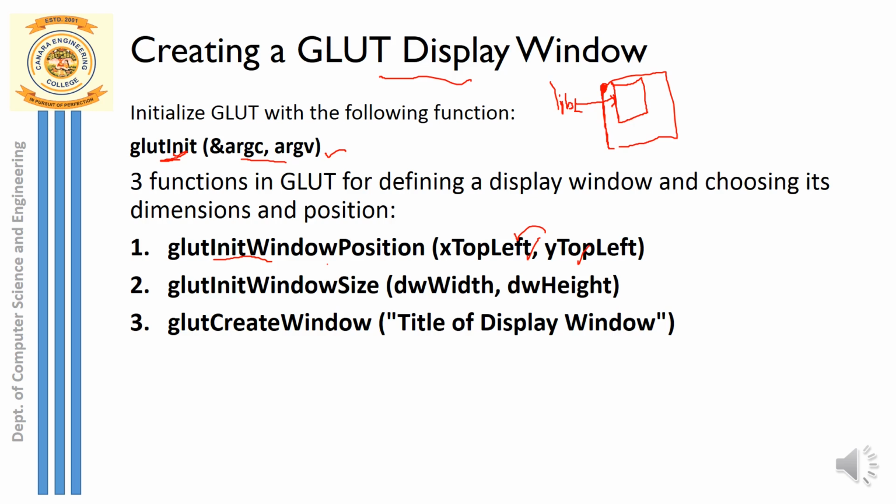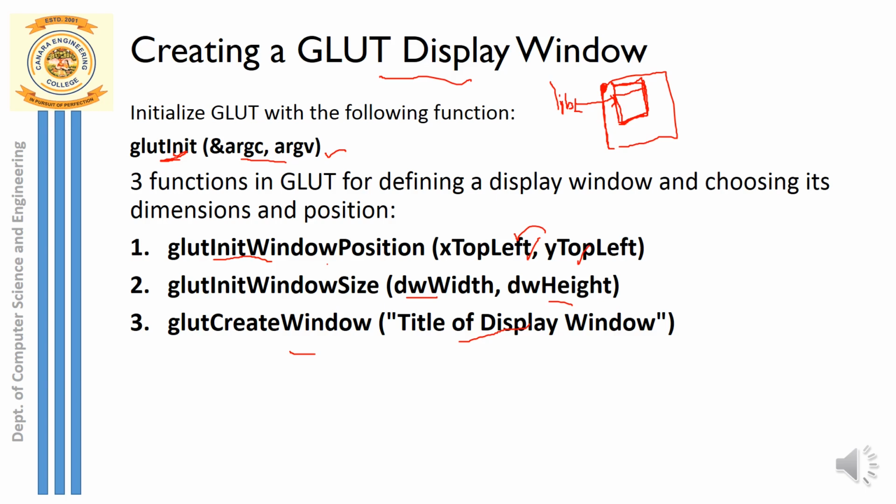Next, the window size, always two parameters again for this, that is the width and height. Width represents horizontally, height represents vertically. And then we have the create window function, which is the function responsible for creating the display window. Remember, whenever you create the display window, there is one small section on the top of the display window, and that is the title of the display window. You can give your own title for the display window. So here you specify within the double quotes the title of the display window.